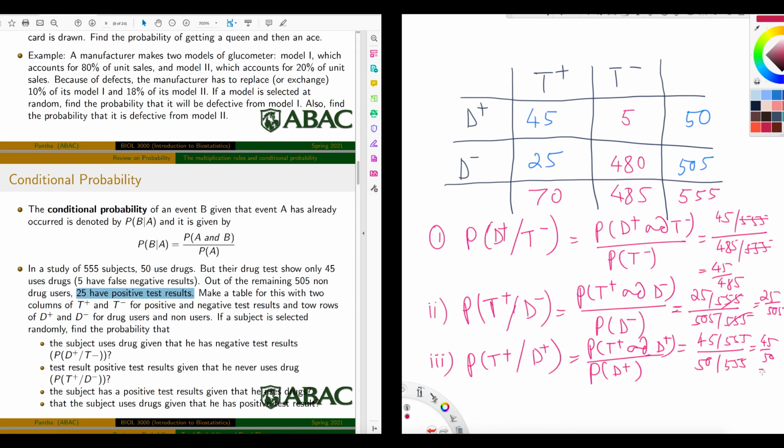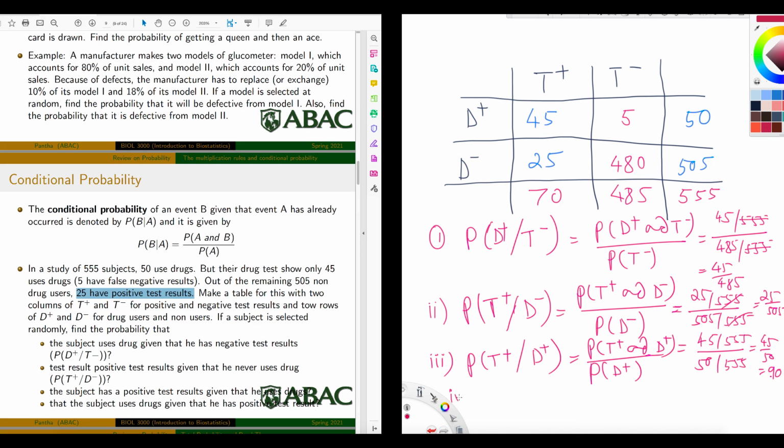You see that? So this is 90%, right? 0.90. So if you are a drug user, then the probability that the test result is positive is 90%. But you see that if you are not a drug user, the probability that the result is positive, that means the false positive test result, is 25 over 505. It is small. It is almost unlikely. So this is also small. This is also unlikely, but this is likely, right?